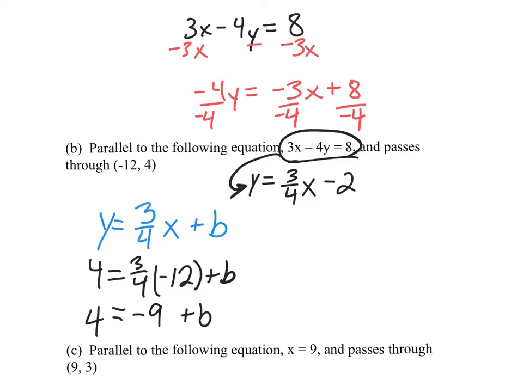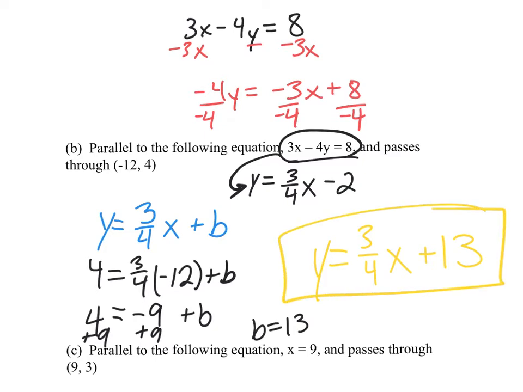So that's what I got now. What's b going to be? 13. Yep, so if I add the 9 over, b equals 13. My final step. Bring it all together. What is it? y equals 3/4 x plus 13. Perfect. That is my equation.